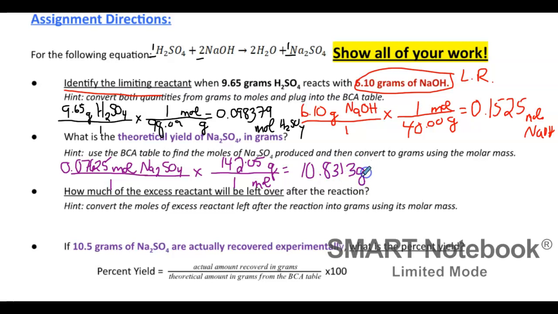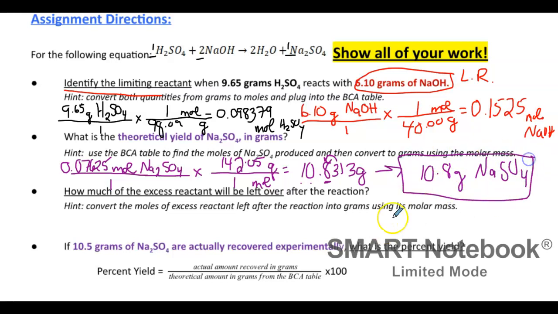Okay, now we're not going to use this number again, so now we can actually round it. In the original problem, we have 3 sig figs, so I want to round this to 3 sig figs. 1, 2, 3. Look to the right. Does the 3 round up the 8? Nope. So we're going to call this 10.8 grams of Na2SO4. And that is our theoretical yield based on all the BCA table calculations. So if you put in 9.65 grams of sulfuric acid and 6.10 grams of sodium hydroxide, you will produce 10.8 grams of sodium sulfate.